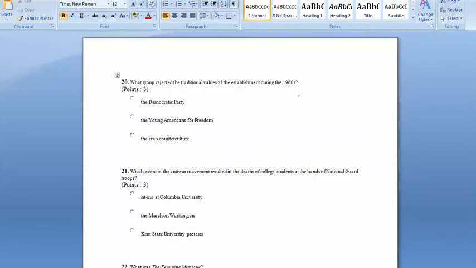Number 20, what group rejected the traditional values of the establishment during the 1960s? The Democratic Party, the Young Americans for Freedom, or the era's counterculture?